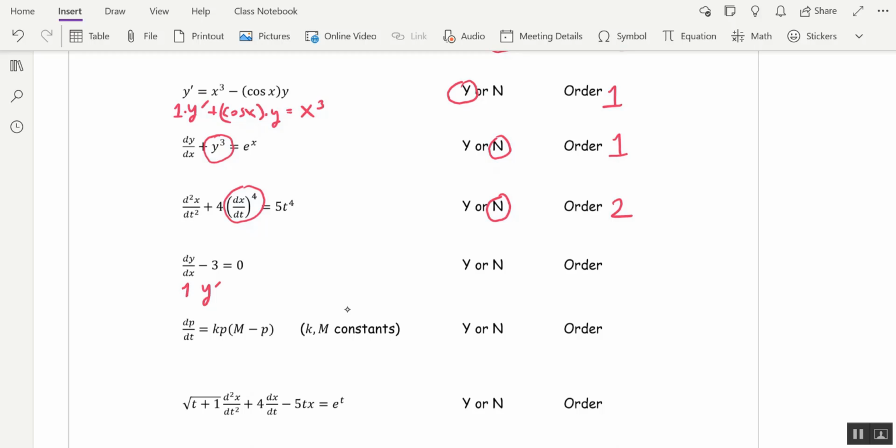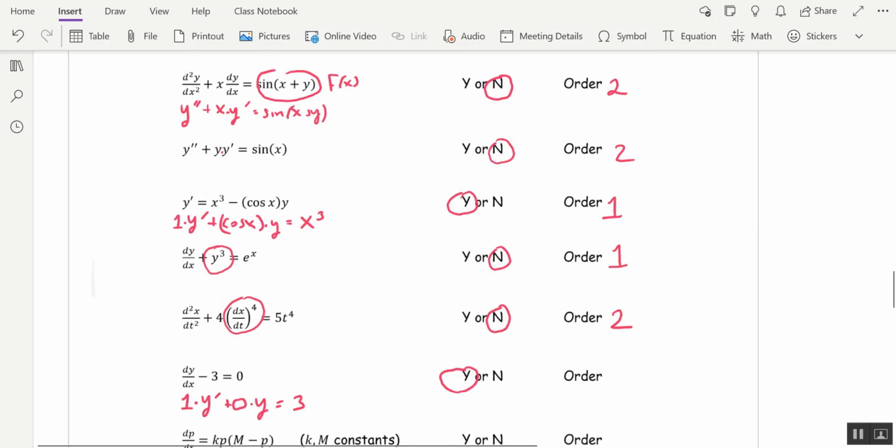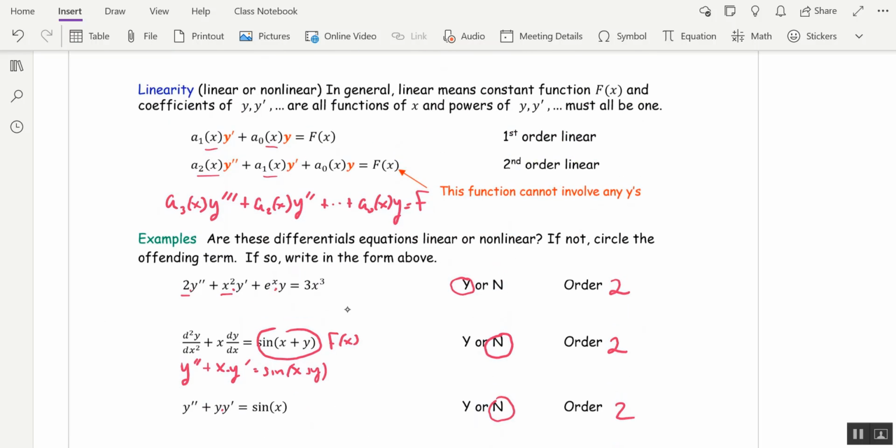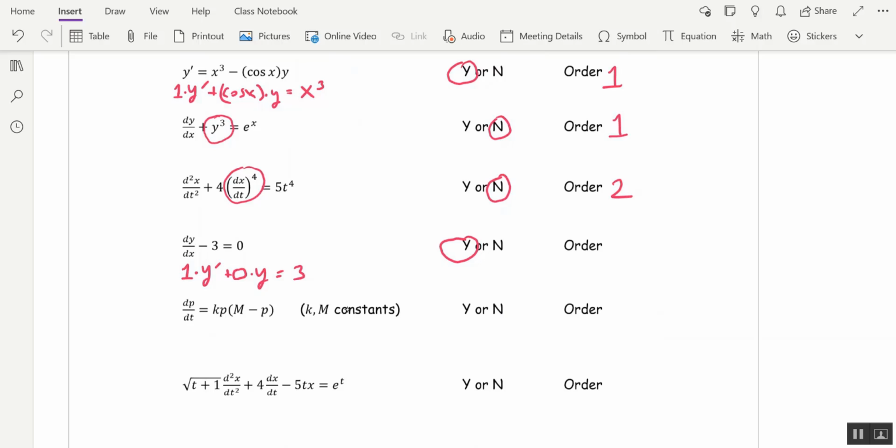Next guy looks like y prime. So I'll write it in the format at the top of the page. It's 1 times y prime. 1 is a coefficient of x, so that's fine, a function of x. And then I have 0 y's, and that's equal to 3. So that's fine. 3 is a function of x, 0 is a function of x, 1 is a function of x. This is linear. Yes. So you're allowed to have missing terms. In that definition, some of the coefficients can be 0, in which case you'll have missing terms. That's fine. They don't all have to appear. And this is first order.